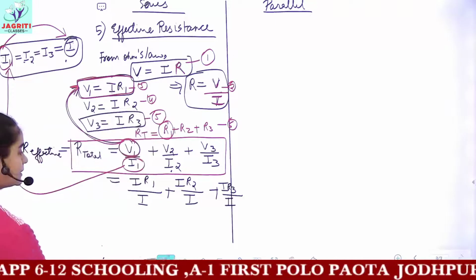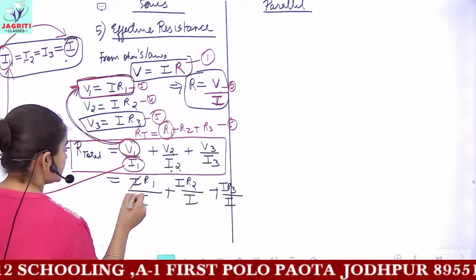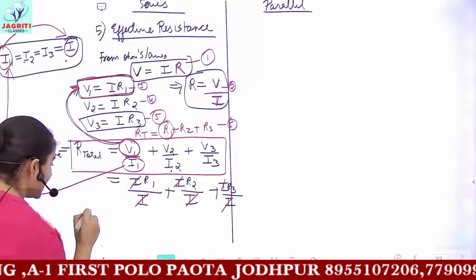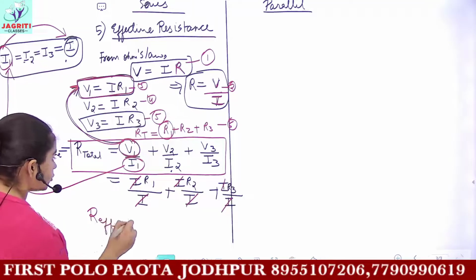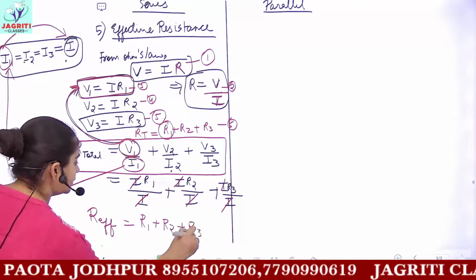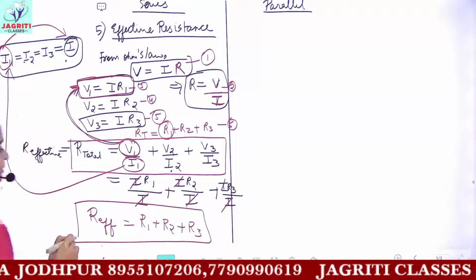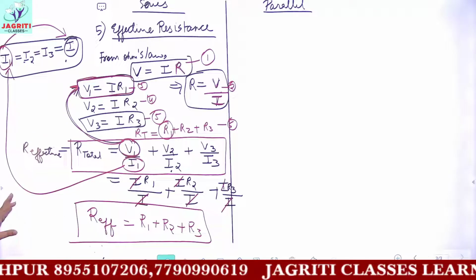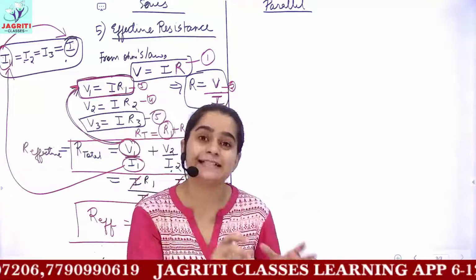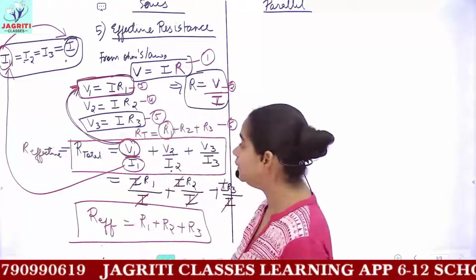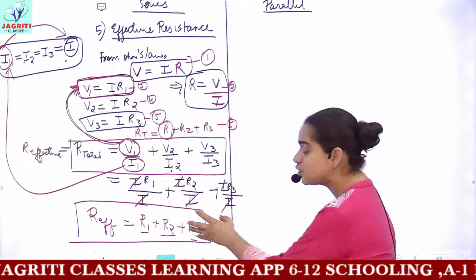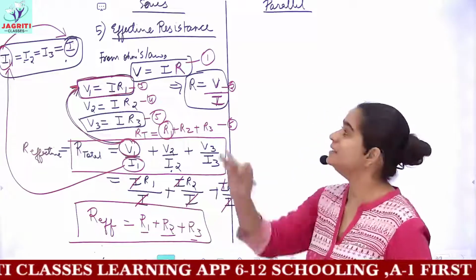Now the value of current gets cancelled, and my final R effective, or R total, comes out to be R1 plus R2 plus R3. So you can remember this formula directly: whenever you are given numerical questions to find the effective resistance, we add the resistances of all the resistors which are present in series combination.